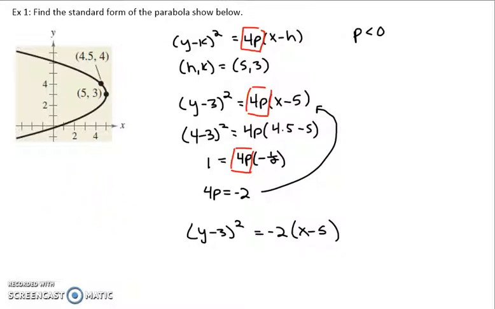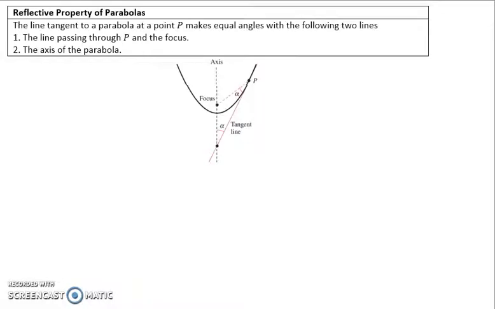The new stuff for this lesson is going to be tangent lines. The reflective property of parabolas says that the line that's tangent to a parabola at point P makes equal angles with the following two lines. One, the line passing through P and the focus, and two, the line parallel to the axis of the parabola. There's a little diagram showing what we're looking at.